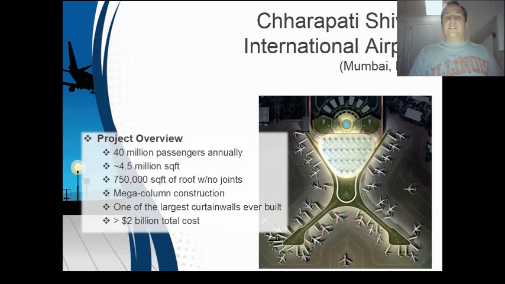The airport handles 40 million passengers annually. I think it handles about a quarter of India's air traffic overall. It's about 4.5 million square feet, and it's got a giant, awesome roof, which I'll talk about more later. And that roof required mega columns. I'll talk a little bit about those too. And it has one of the largest curtain walls ever built.